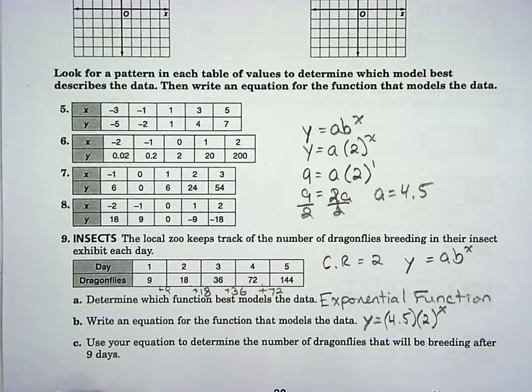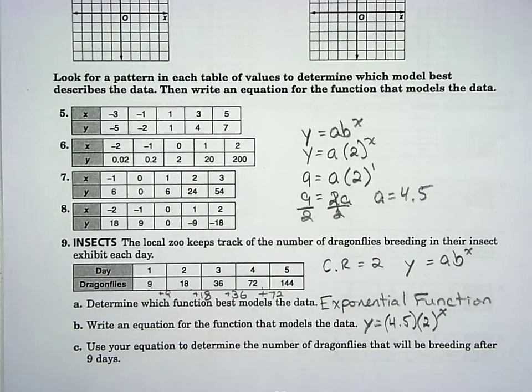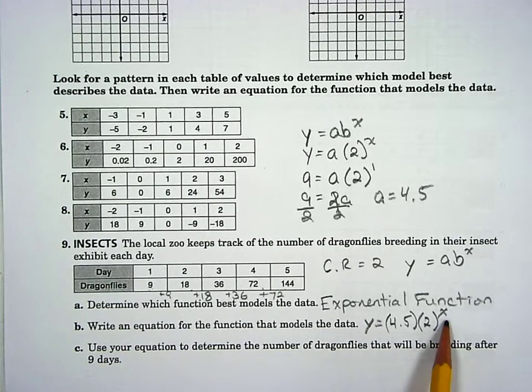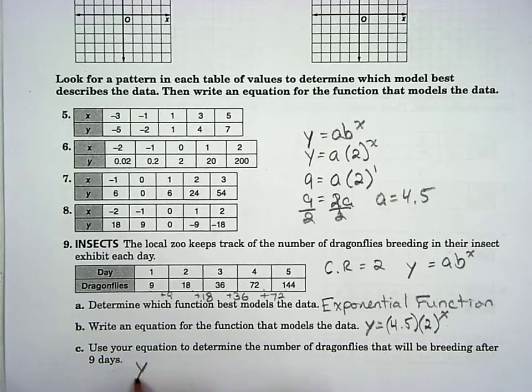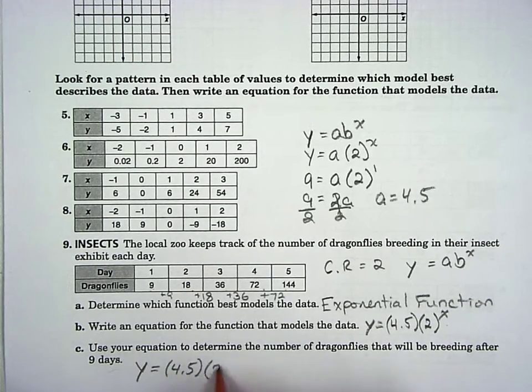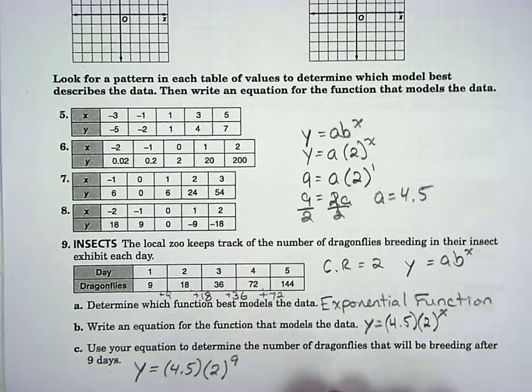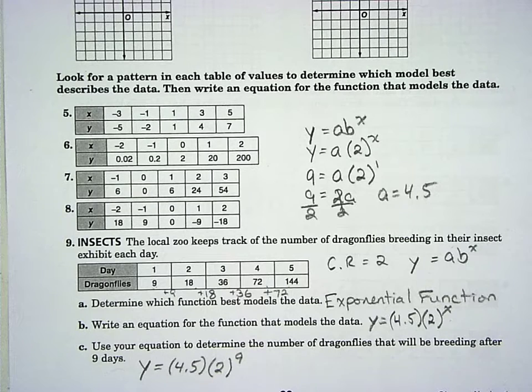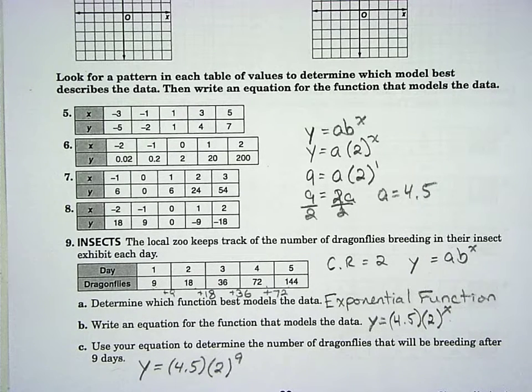Use your equation to determine the number of dragonflies that will be breeding after 9 days. Well, our days is our x coordinate. That's our input. So we're going to plug 9 in for x. So we have y equals 4.5 times 2 raised to the 9th power. 2 raised to the 9th power, you can either multiply that out or you can just plug it into the calculator and you end up getting 512.